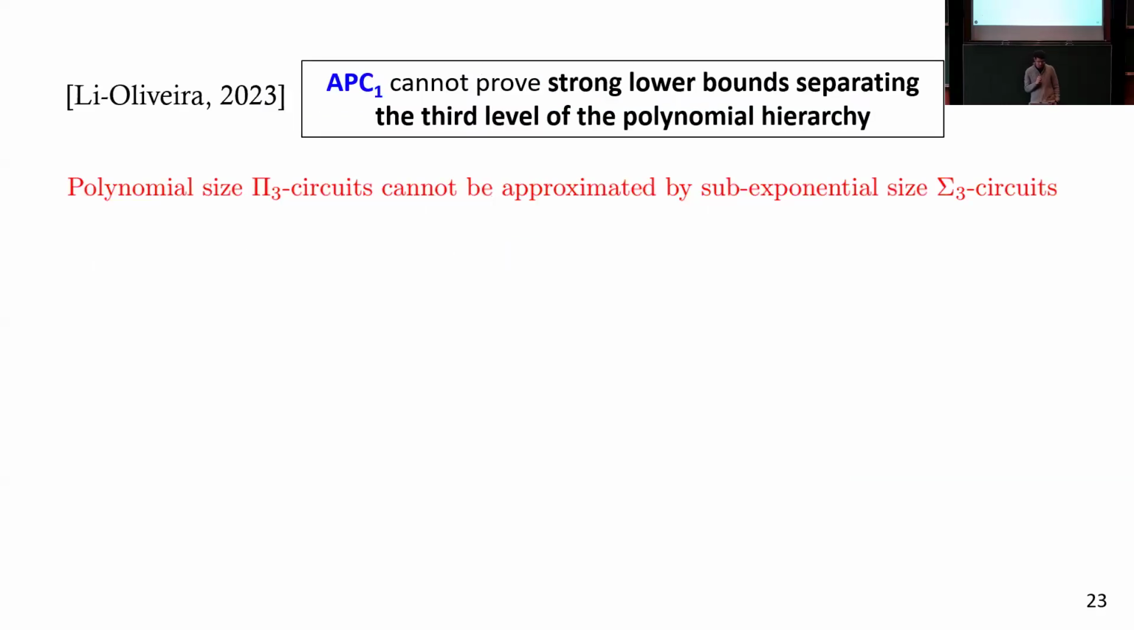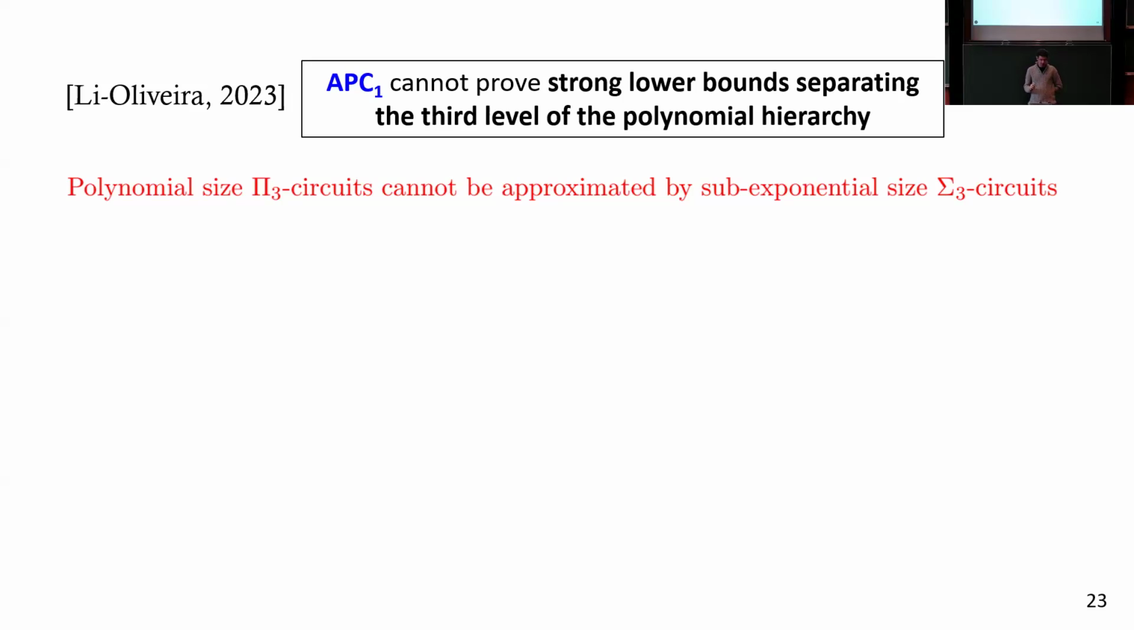Okay, so then last year we extended these ideas to APC1, and we showed that APC1 cannot show strong lower bounds separating the third level of the polynomial hierarchy. So in some sense, taking this original result, which was for NP versus co-n size, lifting it to a higher level of the hierarchy, but now we can show unprovability in the standard definition of APC1.